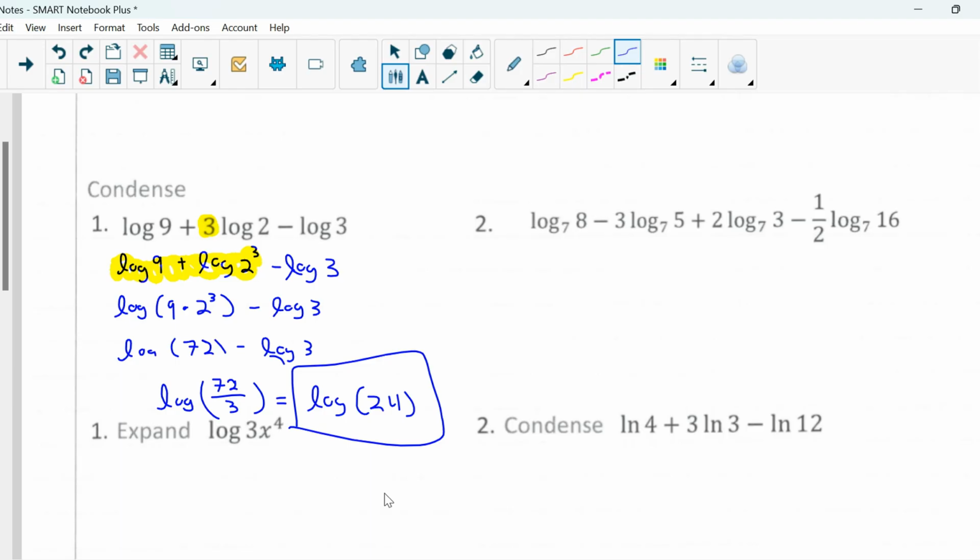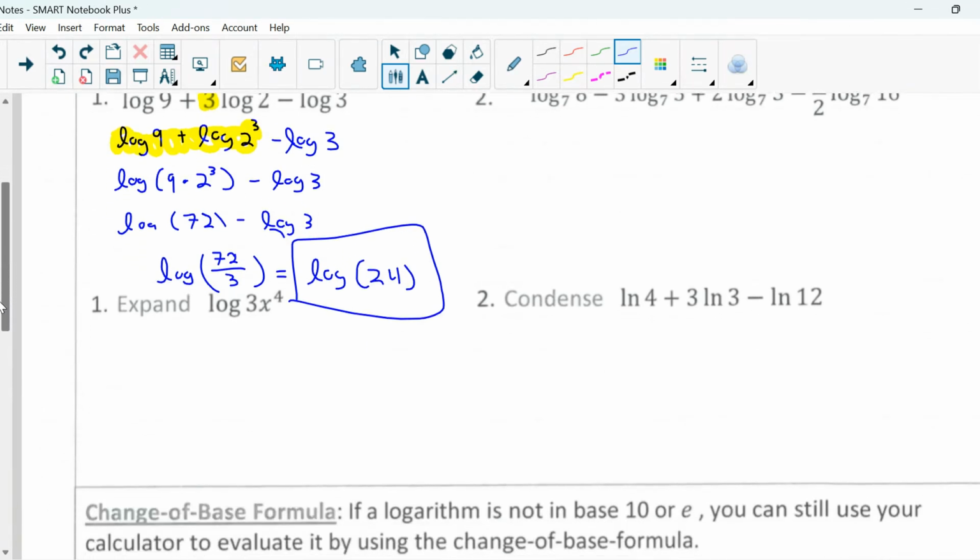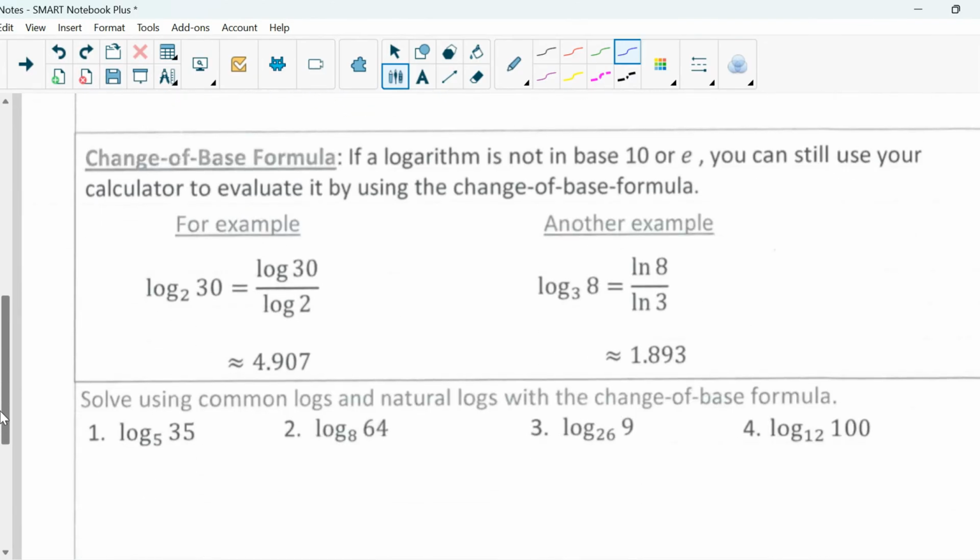All right. So obviously we worked with a common log in that example. The same rules would apply to logs of other bases and natural logs. The important aspect to remember is that they need to have the same base in order to condense or expand them. All right, we'll save the other examples for class if we need to go over them.